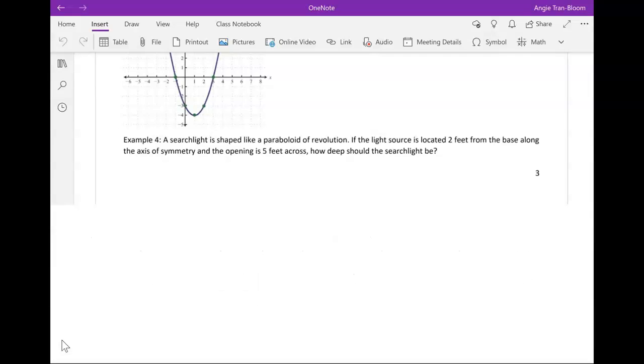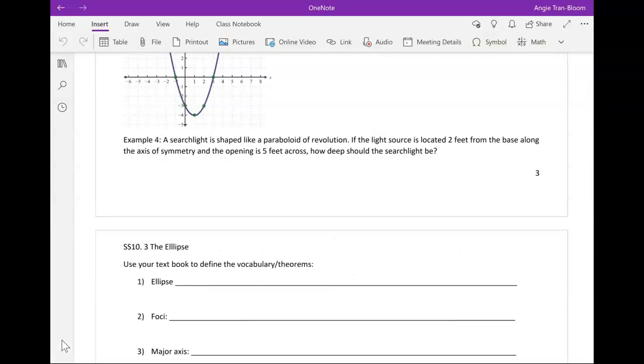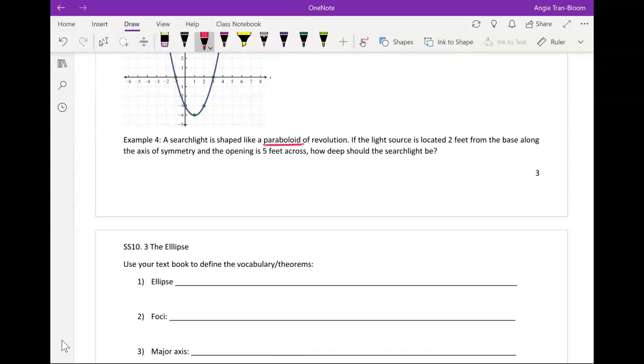And this is example 4 of section 10.2. A searchlight is shaped like a paraboloid of revolution. So a paraboloid, it's just a parabolic shape, okay? So it's a parabola shape of revolution, just fancy for parabola. If the light source is located 2 feet from the base along the axis of symmetry, and the opening is 5 feet across, how deep should the searchlight be?